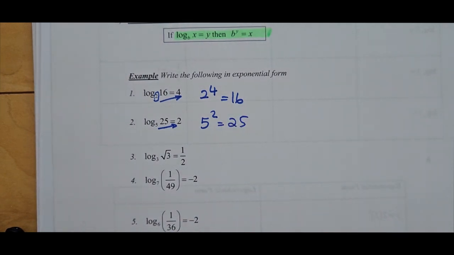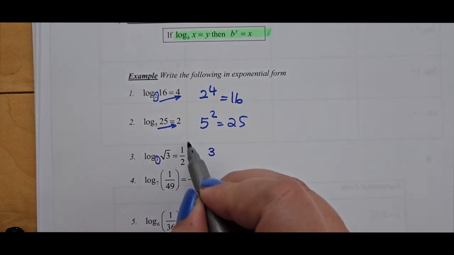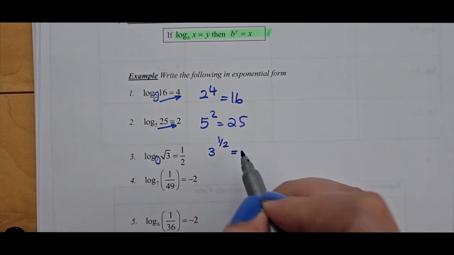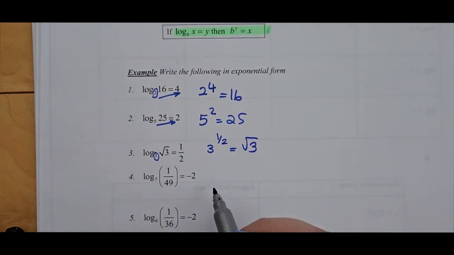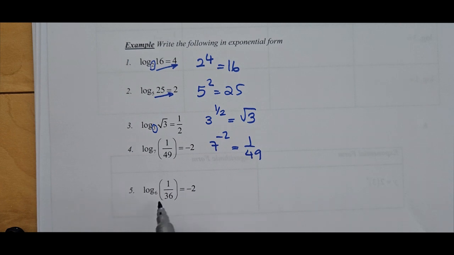These first few examples are very easy kind of because they are numeric values, and after changing it into exponential form, you can actually see that the two values are exactly the same on both sides. So here again, the base is 3 to the power 1 over 2. Yeah, it's the square root of 3. Okay, next one. Now, here 7 to the power negative 2 equals 1 over 49. Exactly.